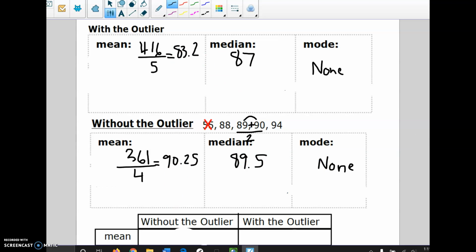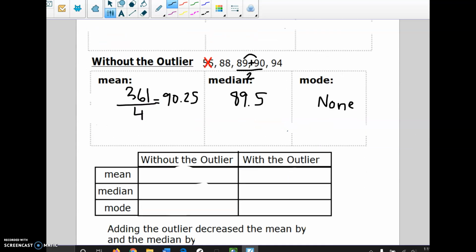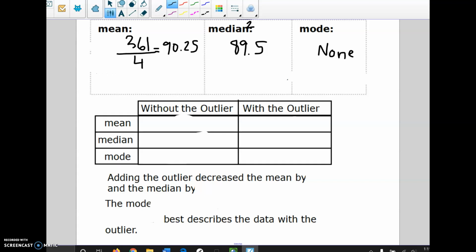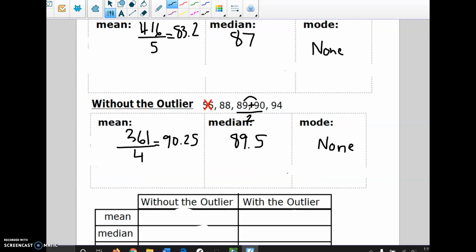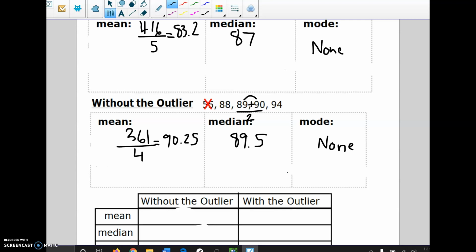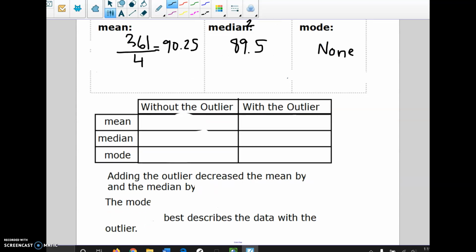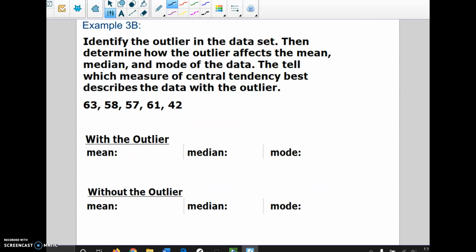So you would say, how is it changing? Well, the mean increased by about 7 points, and the median increased by only 0.5. So the median is a better descriptor. Okay, that's the same thing.